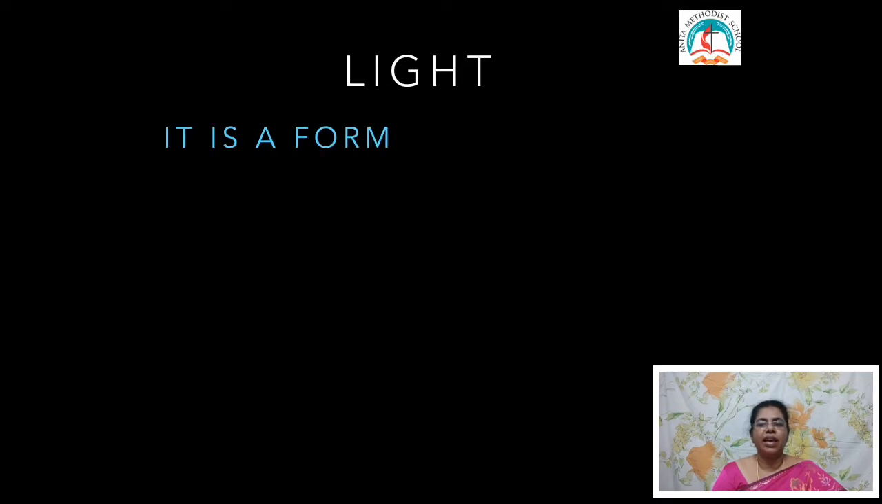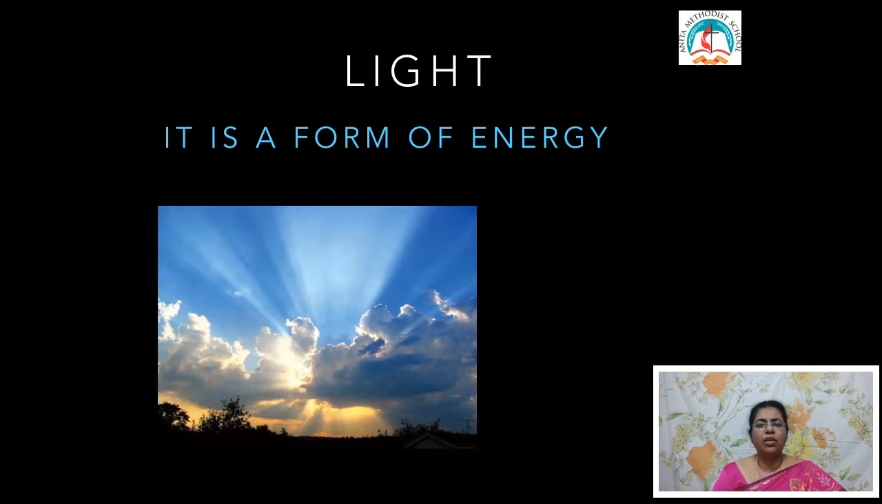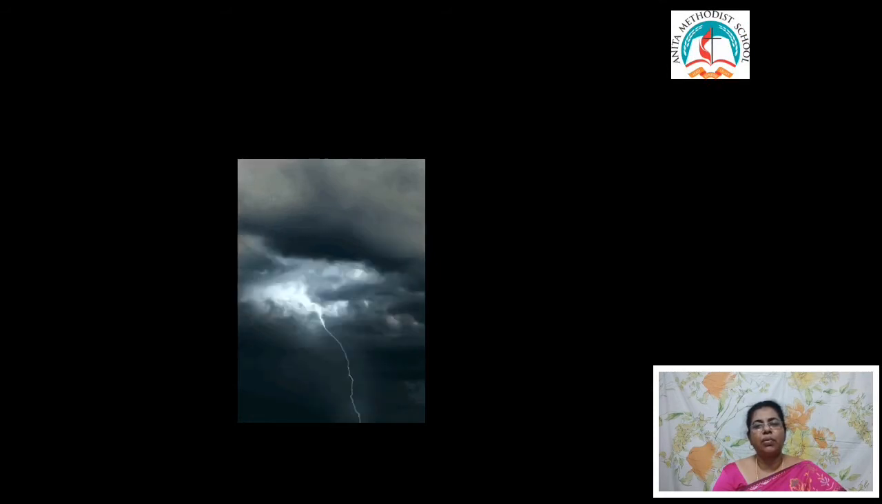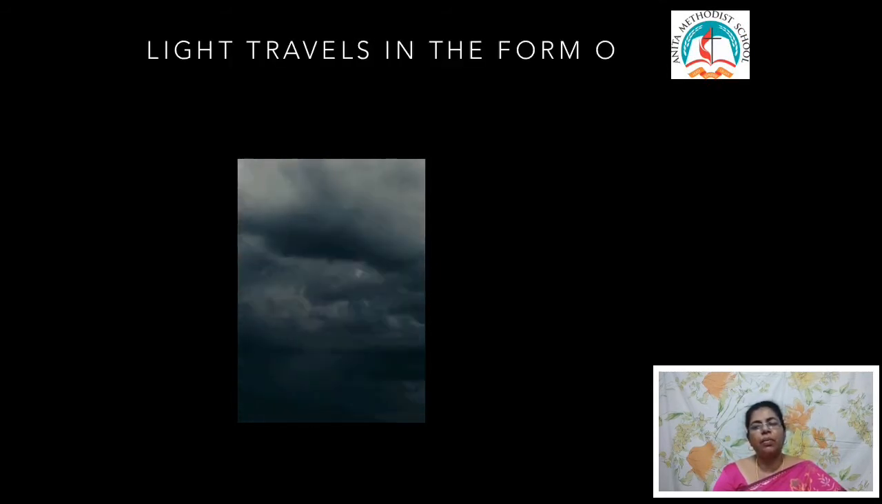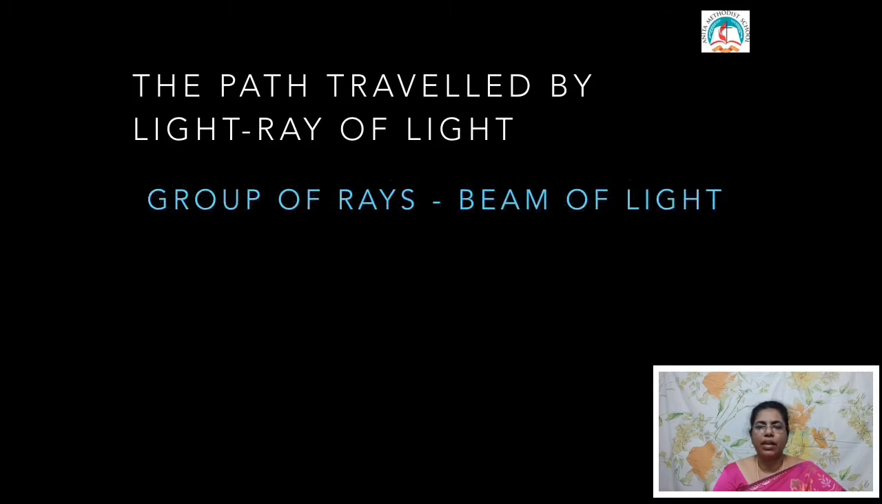Today I am going to take a new topic in physics, that is about light. So what is light, children? Light is a form of energy and light travels in the form of waves. But we cannot see the waveform because the wavelength of light is very small. Now the path traveled by light, we call it the ray of light, and the group of rays together we call a beam of light.